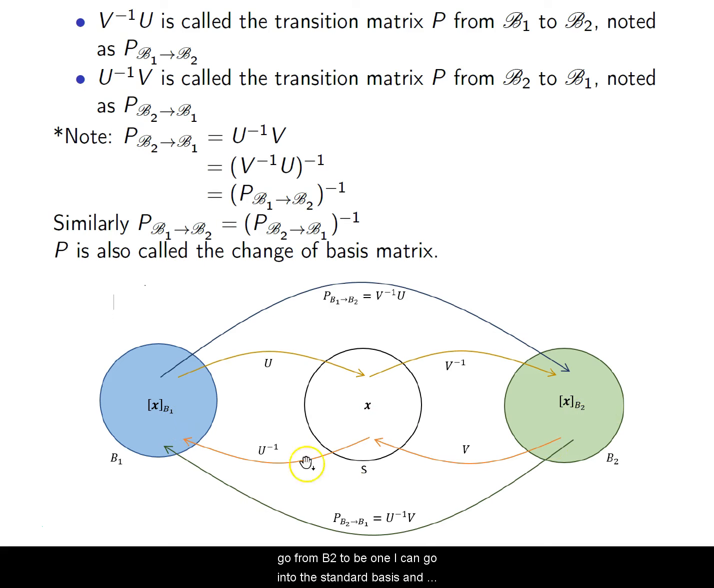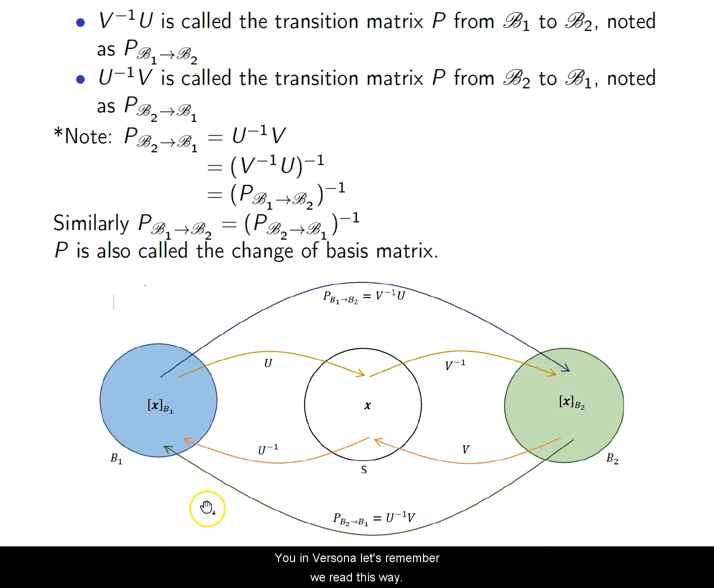So if I want to go from B2 to B1, I can go into the standard basis and then from there change basis again. But what we just saw is a much easier way of doing that. If I'm in B2 and I want to go into B1, it's U inverse V. So I multiply my representation by V. Going this way, notice the order: V and then U inverse. V on the right, U inverse on the left.